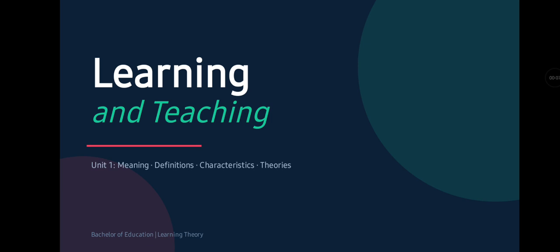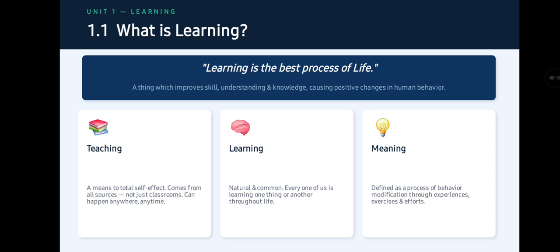Today we'll go through another subject, that is learning and teaching. It includes meanings, definition, characteristics and theories. We'll move to learning. What is learning? Learning is the best process of life, a thing which improves skill, understanding and knowledge, causing positive changes in human behavior. Learning, a means to total self-effect, comes from all sources, not just from classrooms, can happen anywhere, anytime. Learning is natural and common. Every one of us is learning one thing or another throughout life. Meaning, defined as a process, behavior modification through experiences, exercises, and efforts.